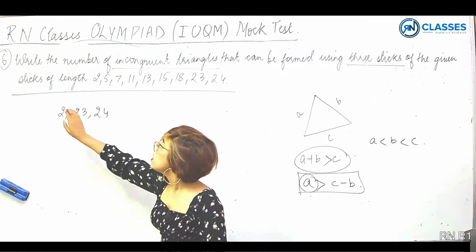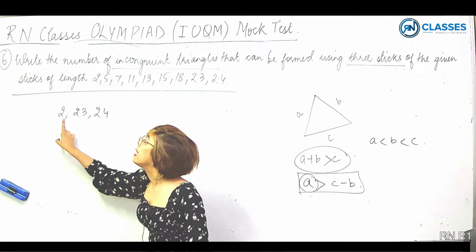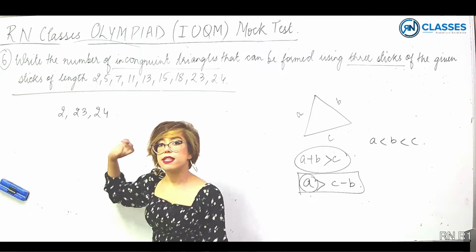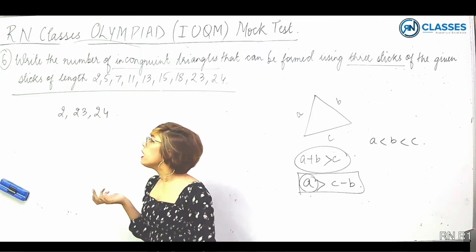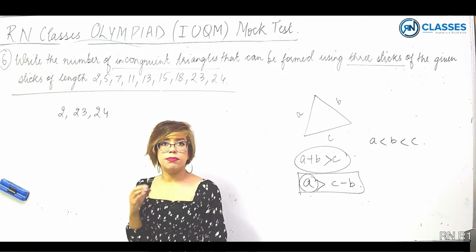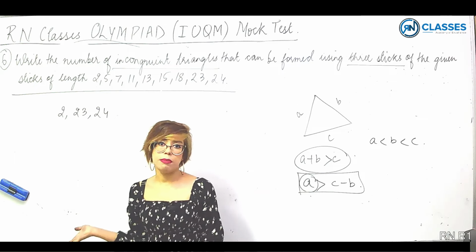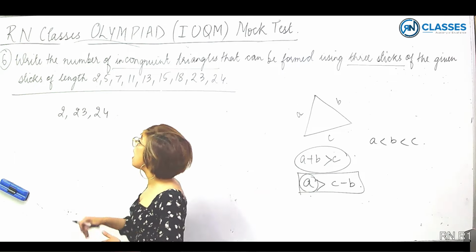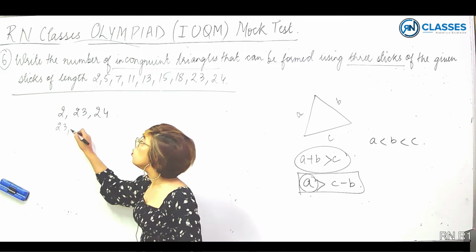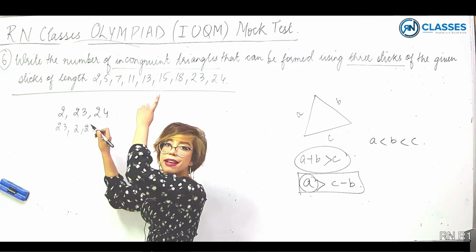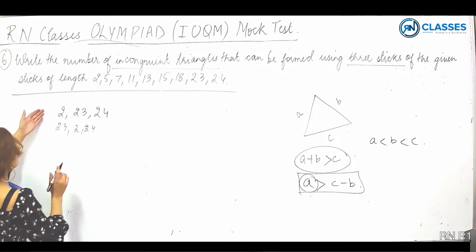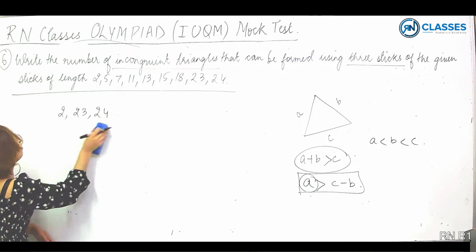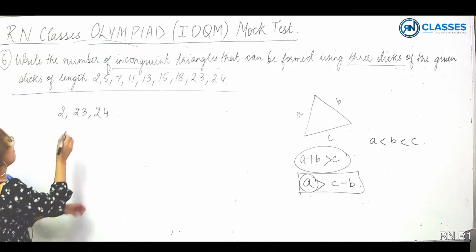Why? Because this side, the smallest side, is greater than the difference of other two sides. Done? In fact, if I need to take 2 in my triangle, this is the only triangle that will be formed. Right? Obviously, I will not take the triangle 23, 2, 24 again. Why? Because he says incongruent triangles, mind it. Obviously, these two triangles are congruent. That's why. Okay. 2 चला गया, अब 5.